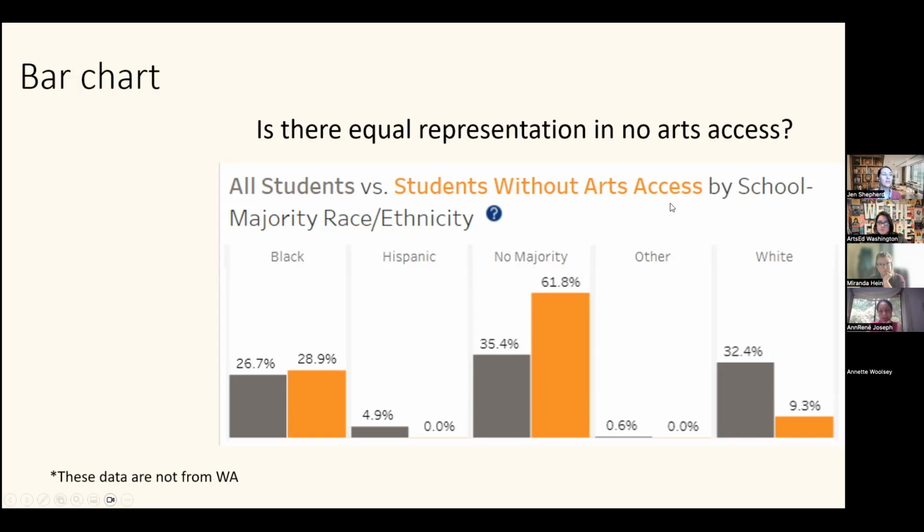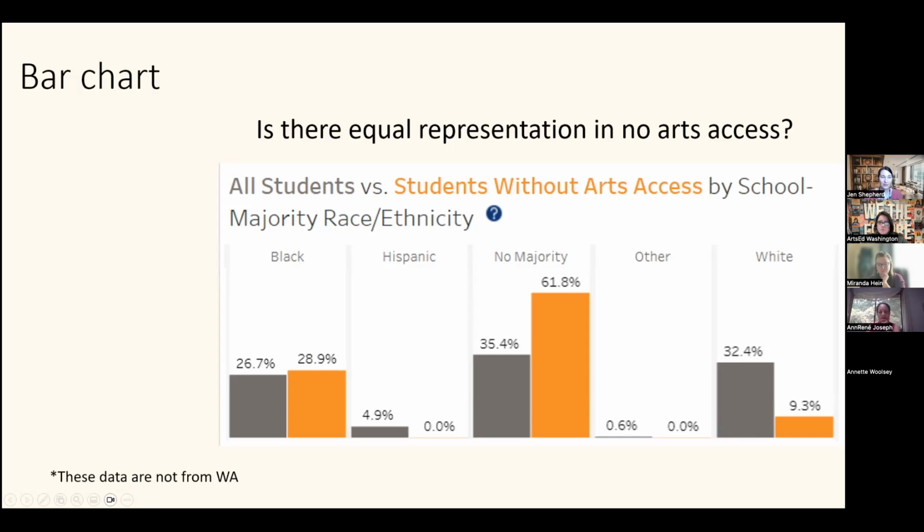So it's of the students who don't have arts access, which of these schools do they fall into? So the gray bars add up to 100. Okay. Yeah, and so do the orange. So we're saying that 9% of the students who don't have arts access are in a white majority school, but 32% of the students are in those schools.